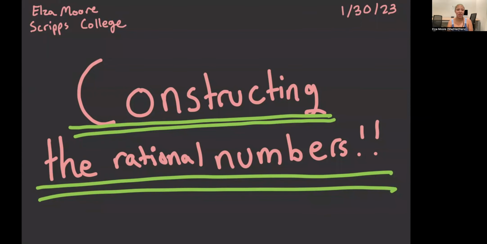My name is Elza Moore. I am a senior undergraduate student at Scripps College, majoring in mathematics, and I will be presenting on how to construct the rational numbers using basic concepts in analysis and relations on sets.